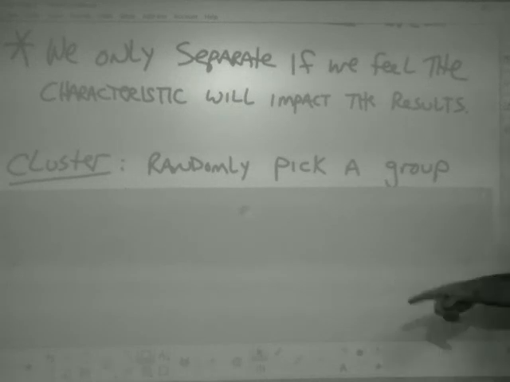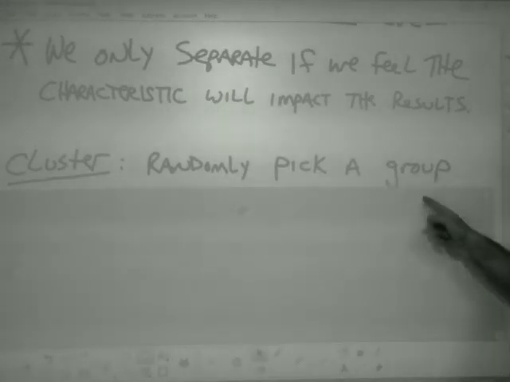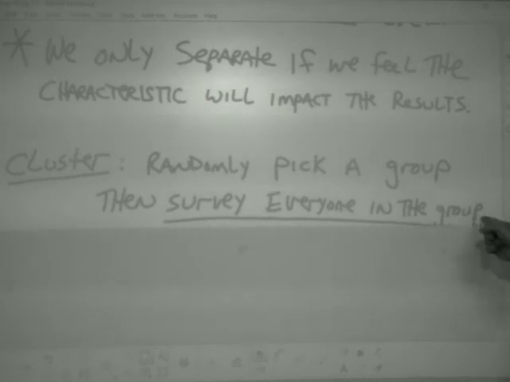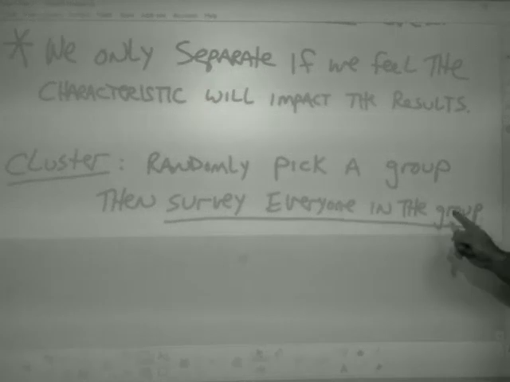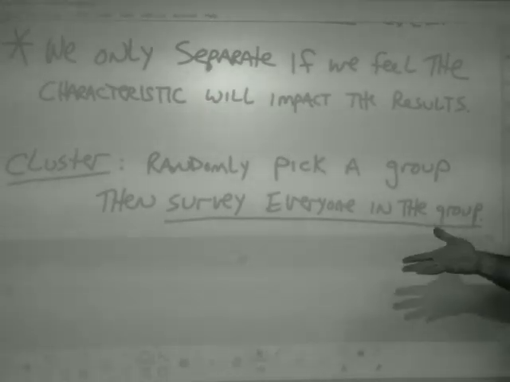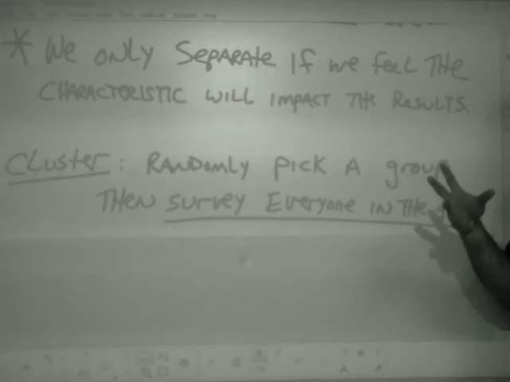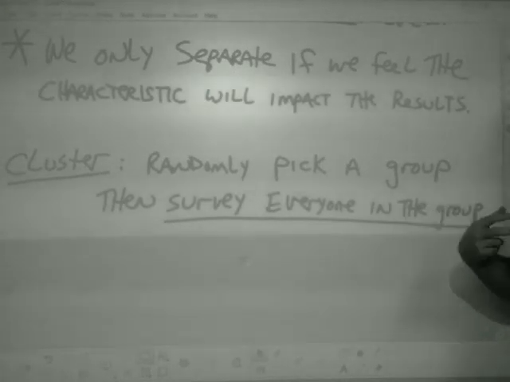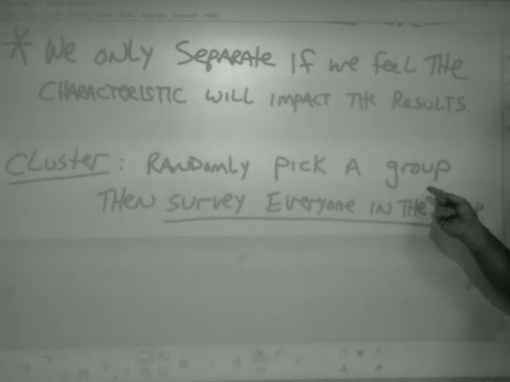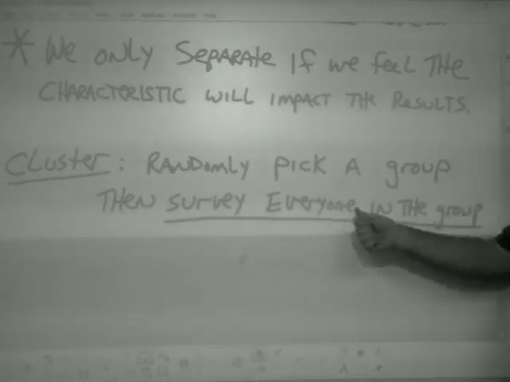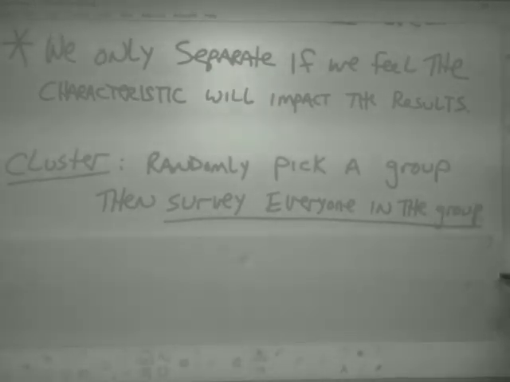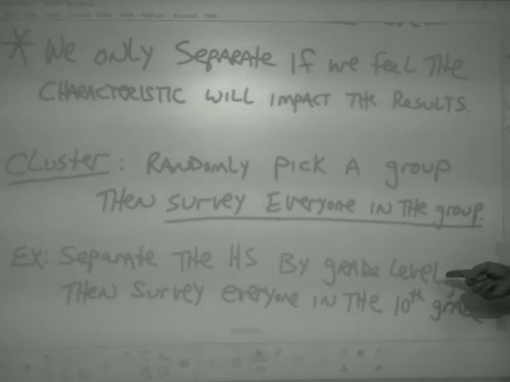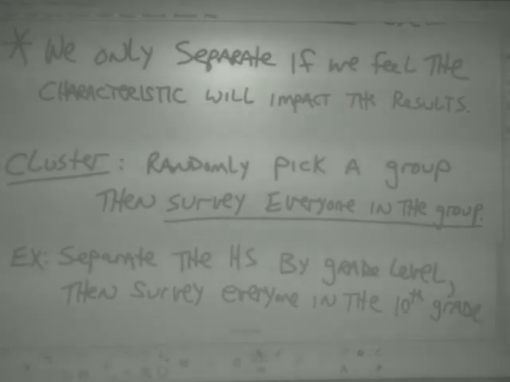Cluster. You have groups and you're going to randomly pick a group and survey everyone in the group. That's the biggest difference: once you've picked a group, you survey everything or everyone in that group. I have classes, Titan times, separated by grade level. I'm going to randomly pick one of those classes and survey everyone in that class. And that's a cluster. Think of a bunch, a cluster. So separate the high school by grade level, then survey everyone in the 10th grade. You could do that.